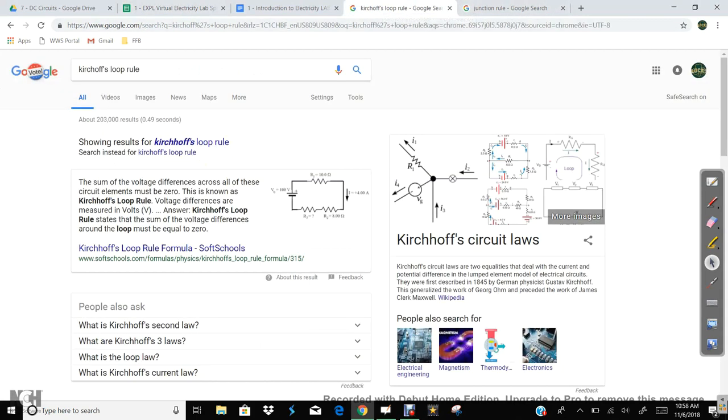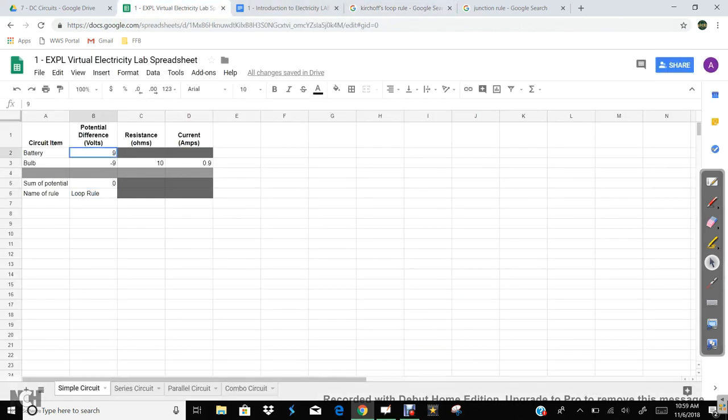So let's just hop on over here to Google and look at what the loop rule is. Kirchhoff's loop rule states that the sum of the voltage differences across all of the circuit elements must be 0. And you can see here that 9 plus negative 9 is 0. Okay, so that is the loop rule. It always has to go down to 0. Voltage is essentially pressure that pushes the current or the electrons through the circuit, and we have to get back to 0 by the time it gets around to the battery each time.